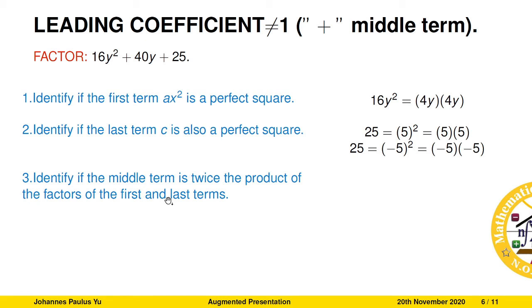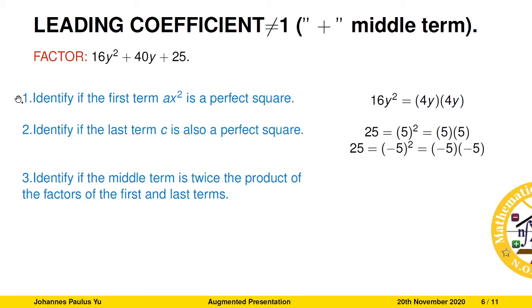Let us check step number 3, no? There is step number 3 that the middle term must be equal to twice the product of the factors of ax squared and of c. Okay? So since the middle term is positive, dili ta pwede mo kuha direct negative 5, kay positive times negative 5, the answer will be negative. So ang ato ra gid pilion are both positive, 4y and positive 5.